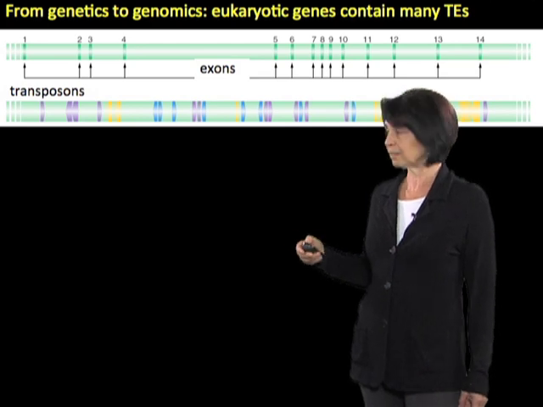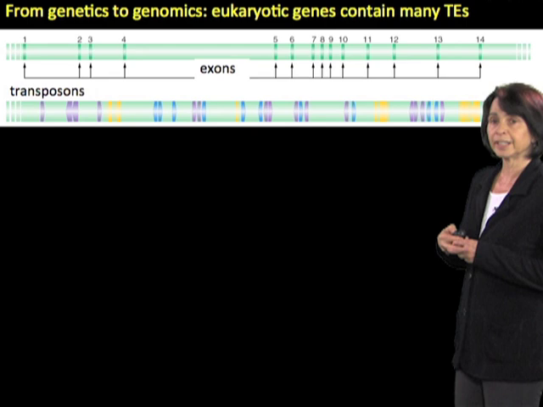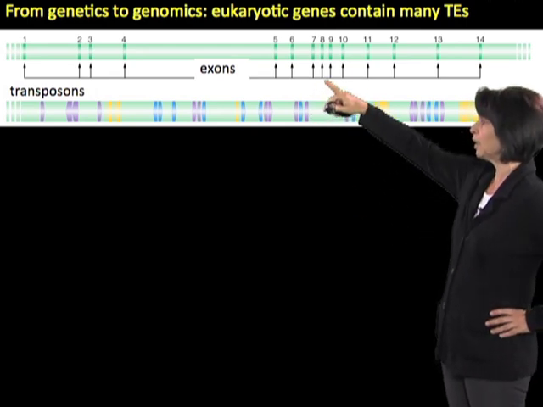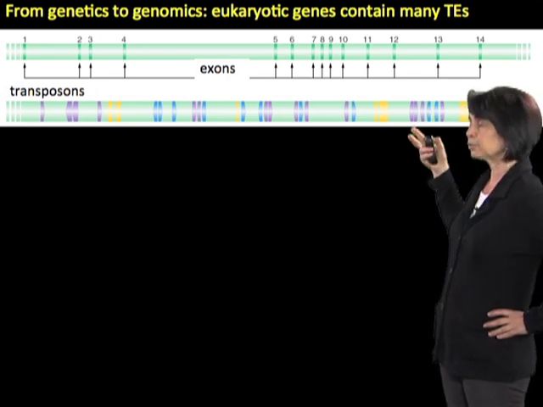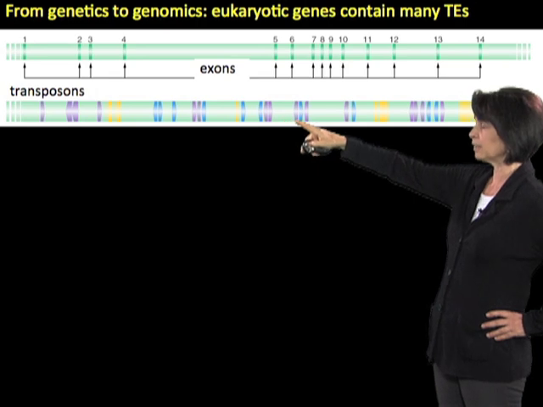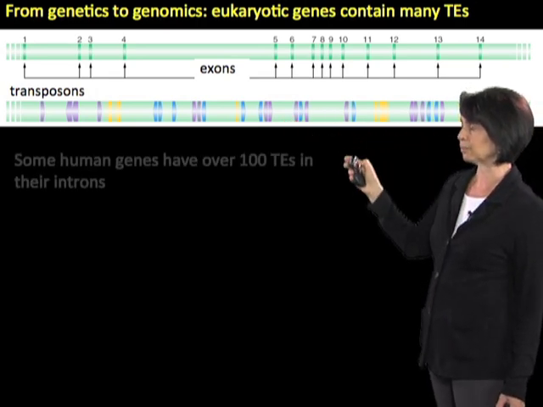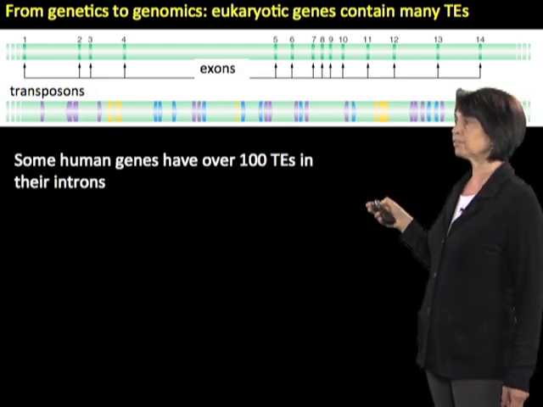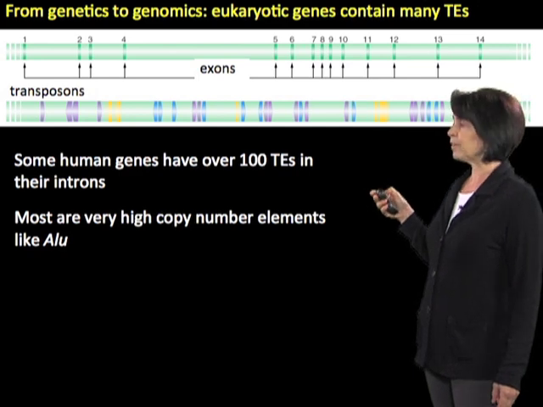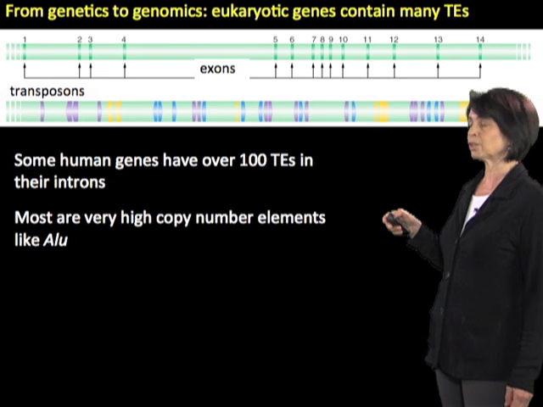Okay. Something else that I discussed in the first talk is just how prevalent transposable elements are in genomes. So this was a human gene, and I showed you the exons that are in the gene. And this is really a pretty typical gene. And what we find is that in the non-coding regions, there are many, many, many transposable elements. Some human genes have over 100 transposable elements in their introns. Now, the element that I'm referring to, most of these elements, in fact, in the human genome are called ALU.